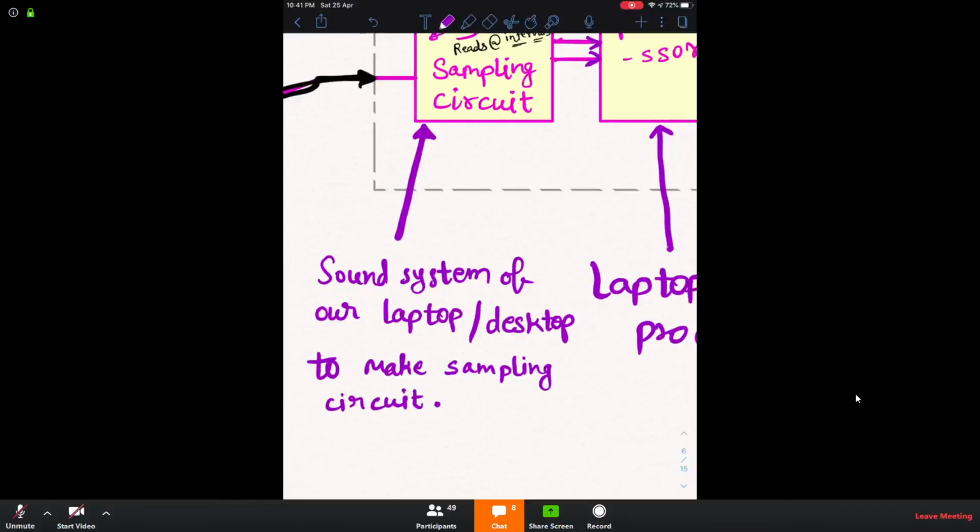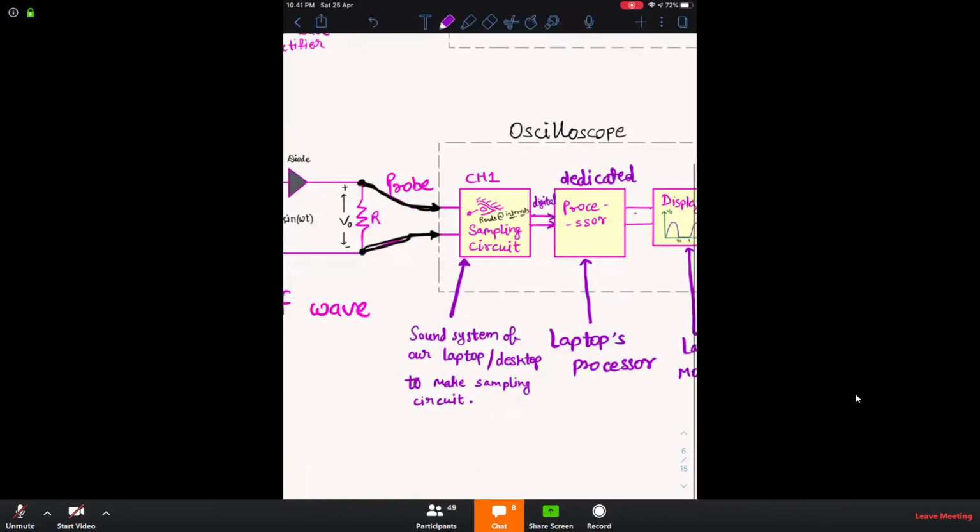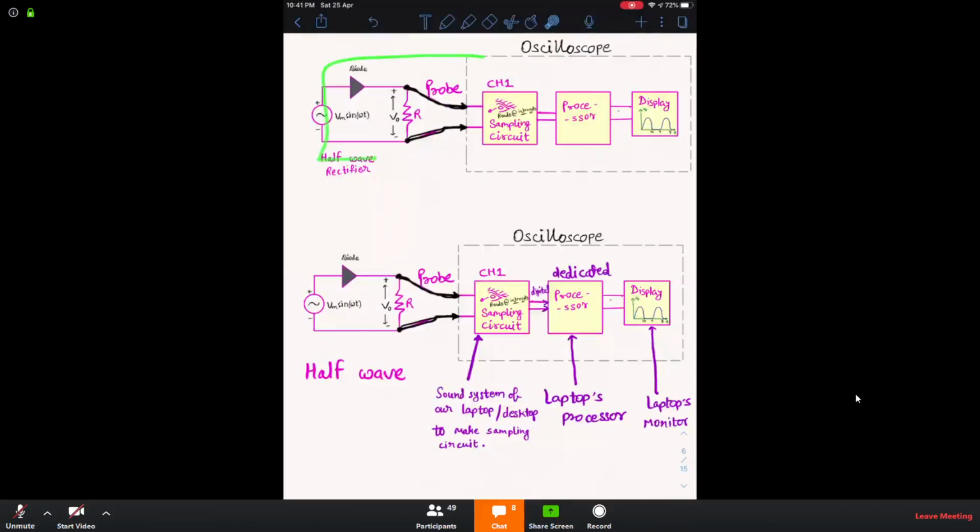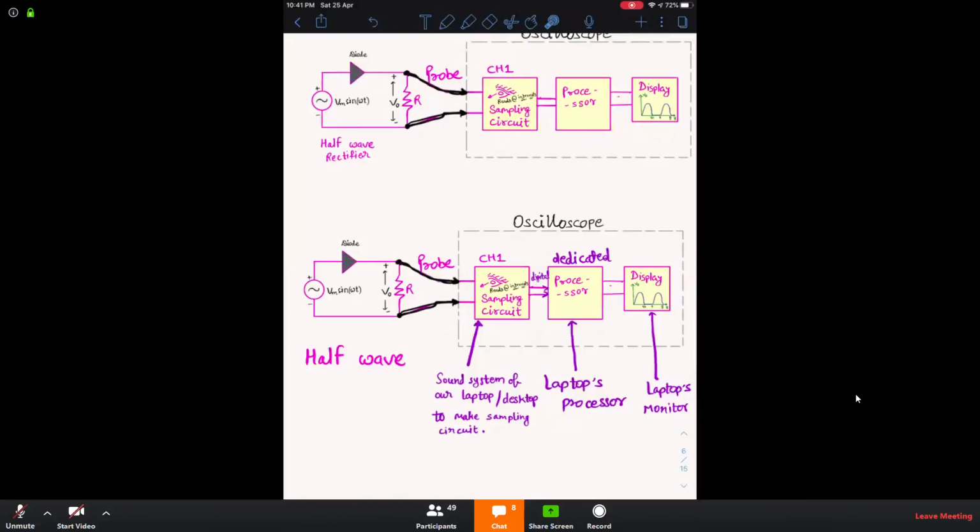I think whatever we have discussed till now is clear to you. Let me just repeat it once more. This is the ordinary oscilloscope that we have. It has a dedicated sampling circuit, dedicated processor, and dedicated display. Now, as we want to build all these things at low cost, we are using the processor of our laptop, the monitor of our laptop, and the sound system of our laptop for making these respective stages.